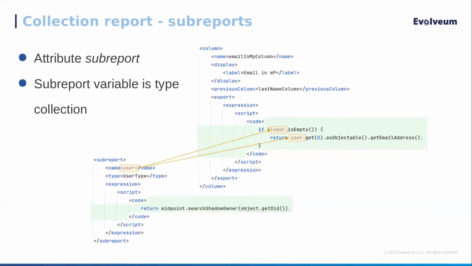All resource doesn't contain attribute for email address, but we want to see email address in a MidPoint user owning the shadow in report. We create a subreport with search for owner of shadow, as you can see in expression of left code snippet, and then we can use the subreport via its name in the expression of column, as you can see in right code snippet. Type of subreport is collection, but in this case, we know that contains only one value, so we directly use it.